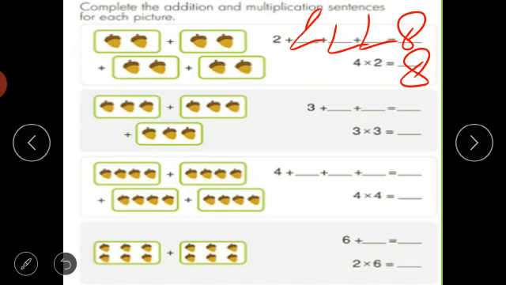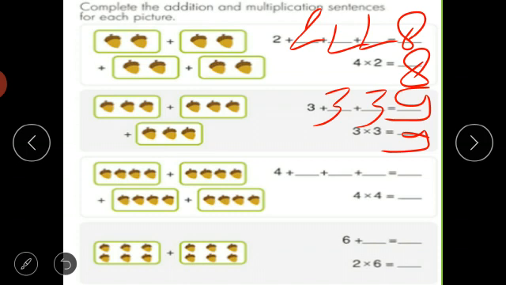1, 2, 3. See, there are 3 groups. And the number of fruits is also 3. So now start writing. 3 in the first group is already written. So in the second group, 3. In the third group also 3. So now count all together. 1, 2, 3, 4, 5, 6, 7, 8, 9. 9. So 3 into 3 is equal to 9.